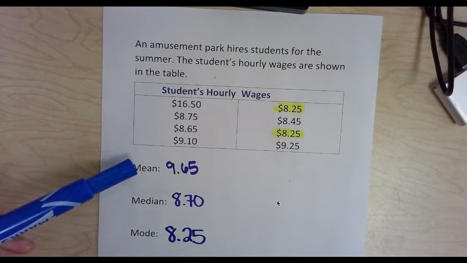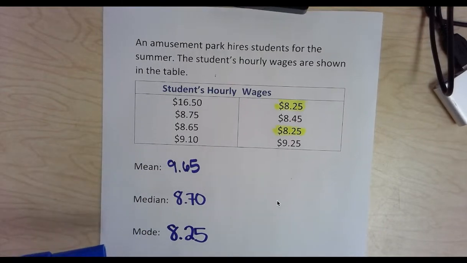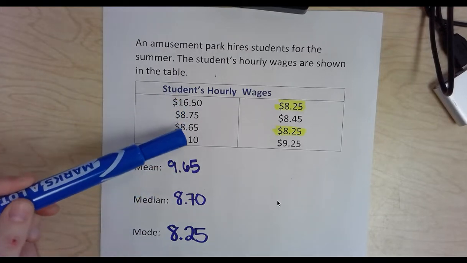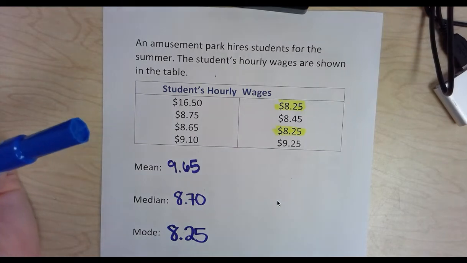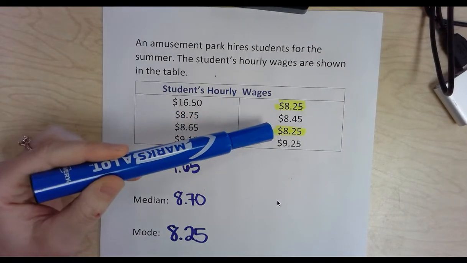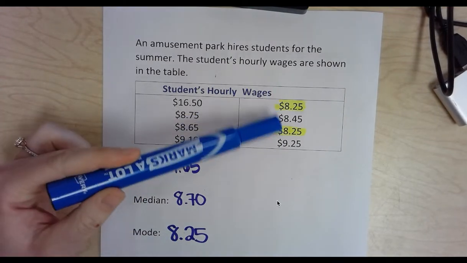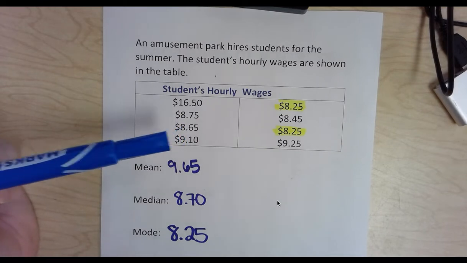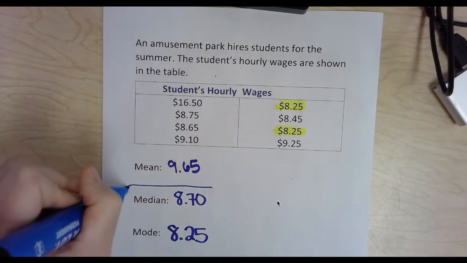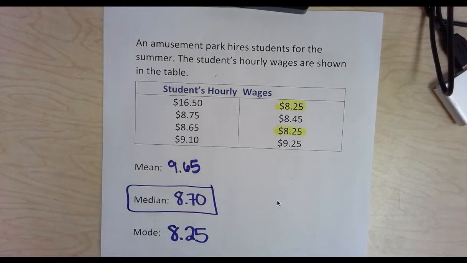Now the question: which one of these best represents the data? Well, if you look at the mean, $9.65 is greater than most of the data in the table. If you look at the mode, $8.25 is less than most of the data in the table, whereas the median seems to be right in the middle of most of the data. So I would say that the median here best represents the data in the table. The mean is a little bit too large, and the mode a little bit too small.